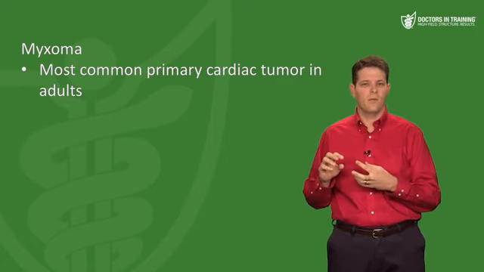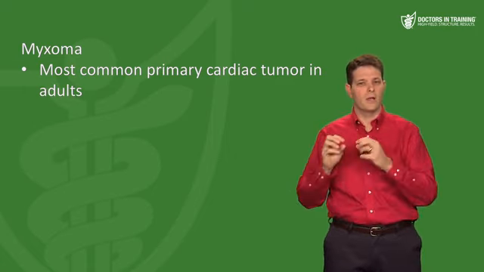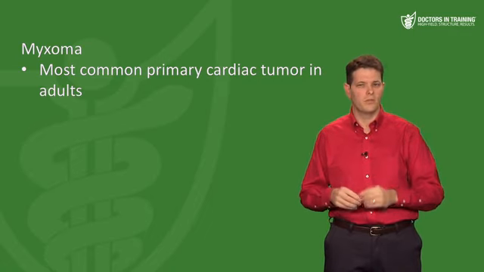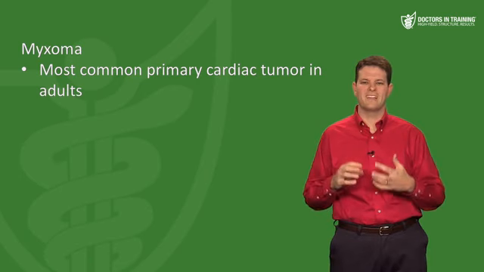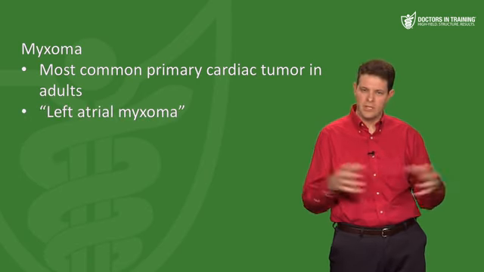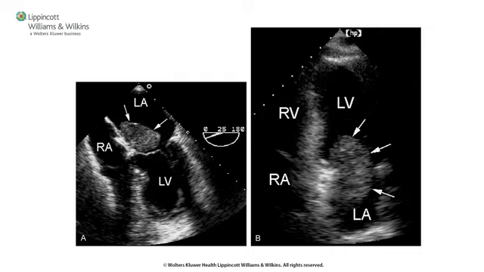Metastatic disease is the most common cardiac tumor overall, but if you're talking about primary cardiac tumors, myxomas are the most common. And myxomas usually occur in the left atrium, so I want you to remember the phrase left atrial myxoma. Put that all together in your mind. The left atrial myxoma looks like a little ball of tissue in the atrium.